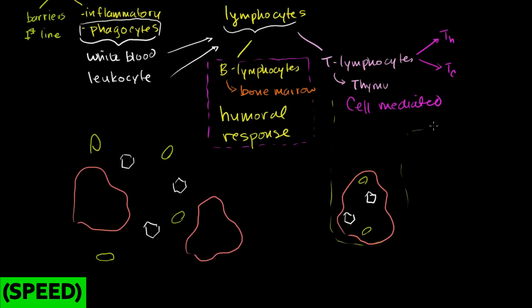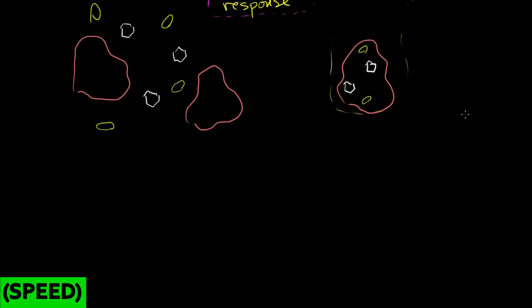But let's just talk about the humoral response right now, which deals with B lymphocytes. So B lymphocytes, or B cells, let me do them in blue, B for blue. Let's say that is a B lymphocyte. It's a white blood cell. It's a subset of white blood cells called lymphocytes. It comes from the bone marrow. And that's where the B comes from, but we don't want to go into detail there.